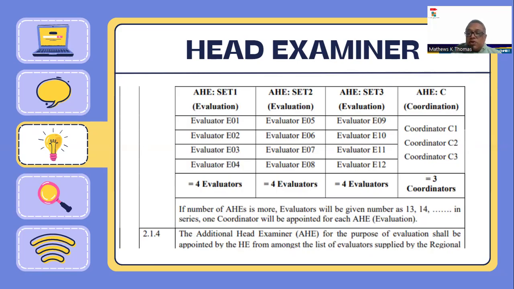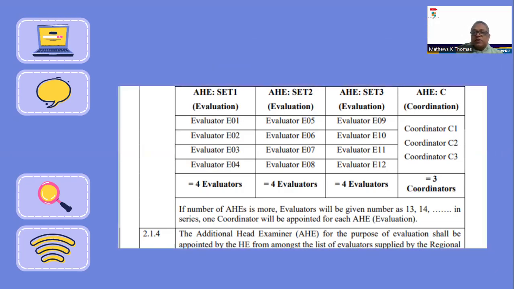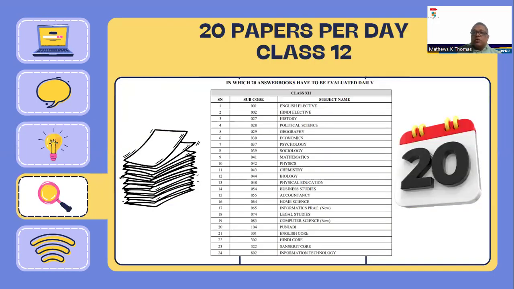So if you look at the total number, there are 12 evaluators and 4 AHEs, that is 16, 3 coordinators, that makes it 19, and 1 head examiner, 20. So in ideal circumstances, one room should have 20 people: 1 head examiner, 4 AHEs, 12 evaluators, and 3 coordinators. So this is what happens in every room in a checking center in ideal circumstances. Sometimes there may be a deficit, sometimes there will be more. That is up to the head examiner to plan out.